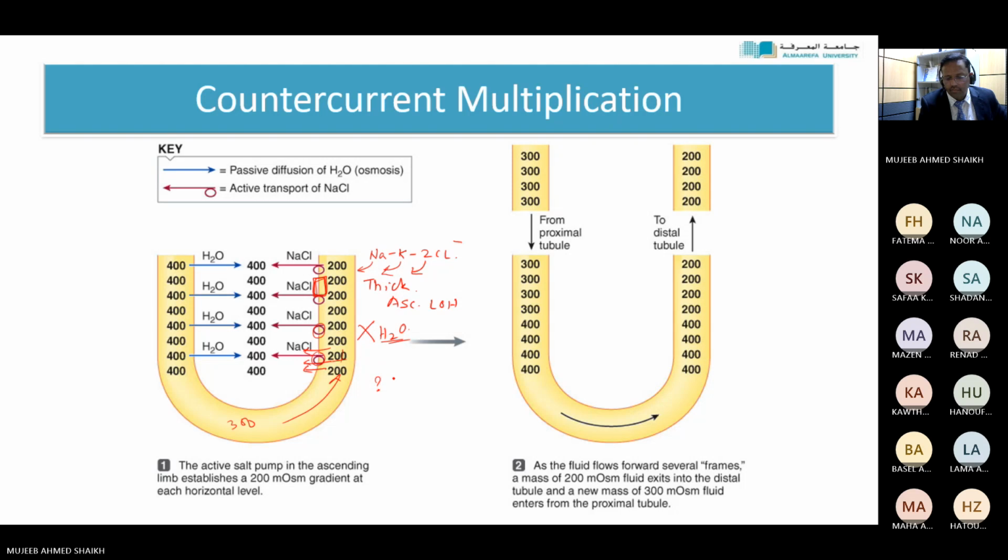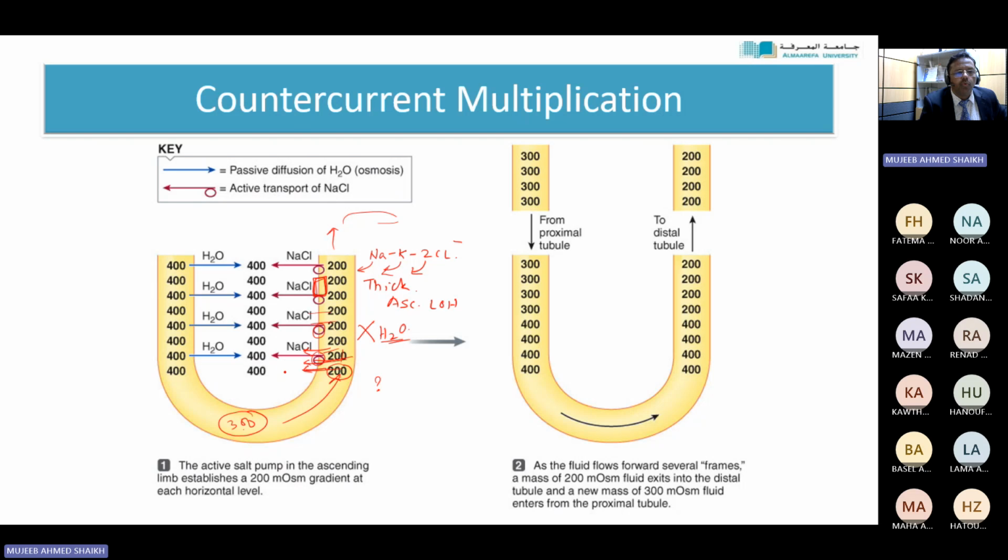Question. From the fluid which is 300 milliosmol, if solutes are taken out because of the sodium potassium 2 chloride channel, what will happen to the concentration? This is a very simple question. It will decrease. That's why it is shown here. Instead of 300, it will become 200. Got it? 200. So it will move till the collecting tubule. Everywhere it will be absorbing because of the sodium potassium 2 chloride channel.